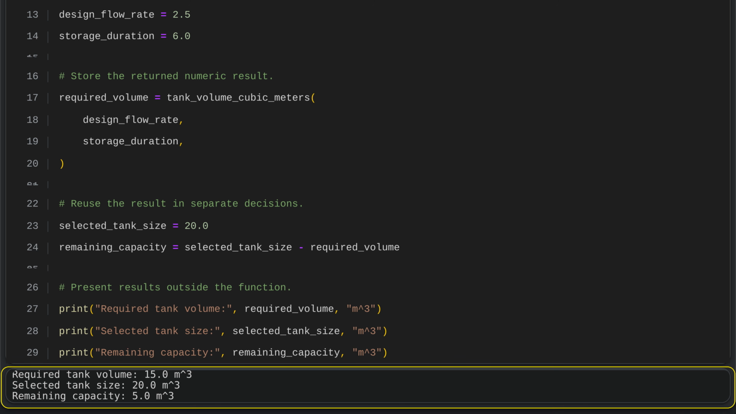The script estimates the tank volume needed by multiplying a flow rate of 2.5 cubic meters per hour by 6 hours of storage, giving a requirement of 15 cubic meters. It then compares this with a selected tank size of 20 cubic meters and finds 5 cubic meters of remaining capacity. The output summarizes the required volume, chosen tank size, and unused capacity.